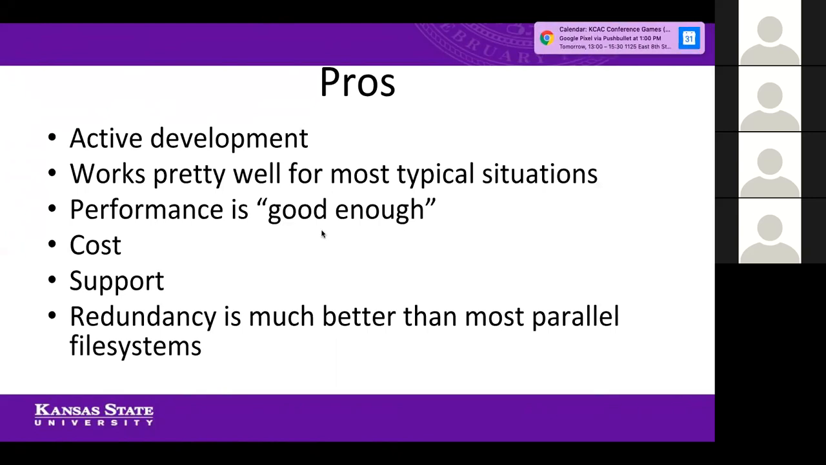The redundancy is better than most parallel file systems that we've seen. Much better, maybe a bit of a stretch. It's better. The simple fact that the default is 3 copies is a lot better than most, because most of them are doing some sort of erasure coding behind the scenes anyway.